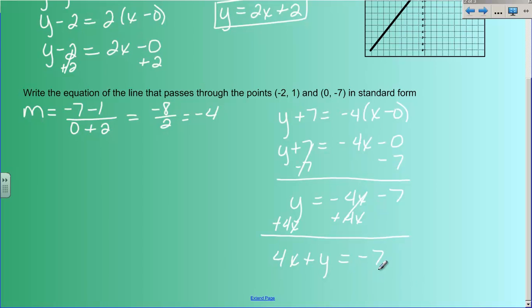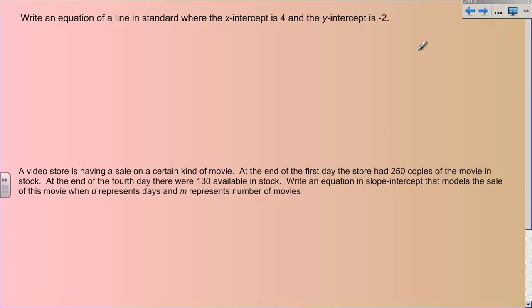And this is perfectly okay because I have all integers, don't have any fractions or decimals, and this number in front of the x is positive. So this is the equation in standard form. So it's very similar to what we did yesterday. So let's do 2 more examples.